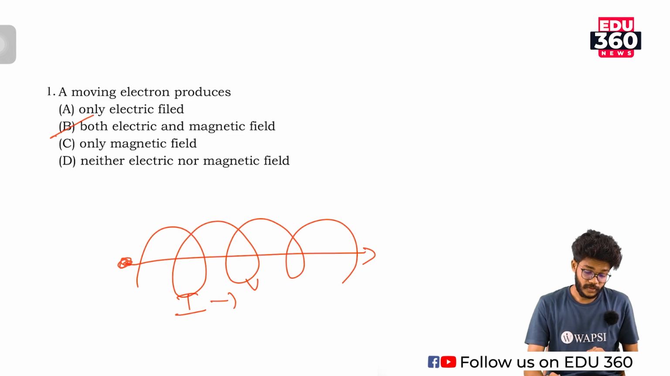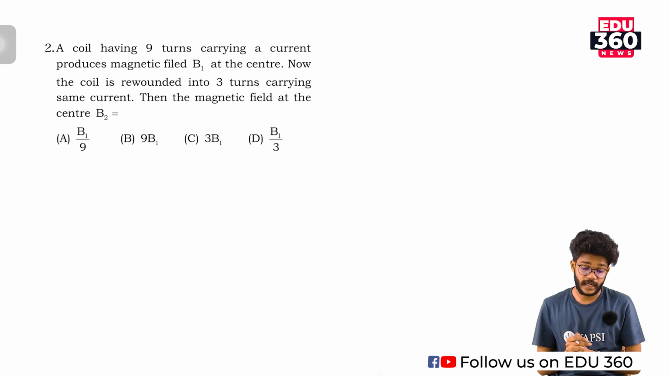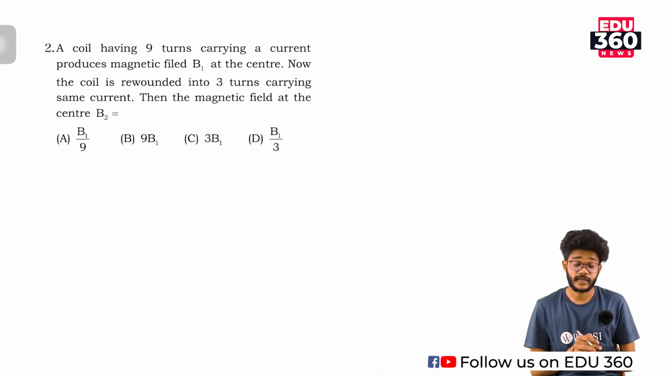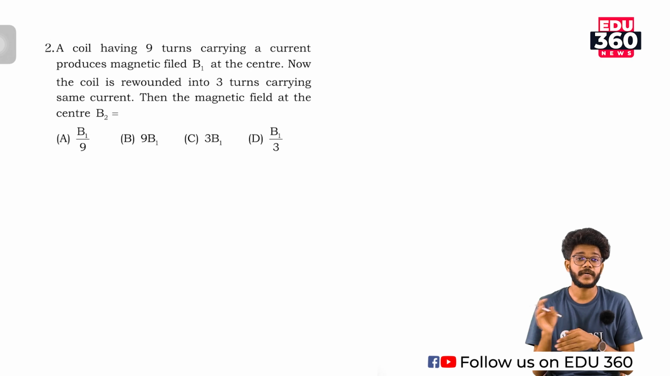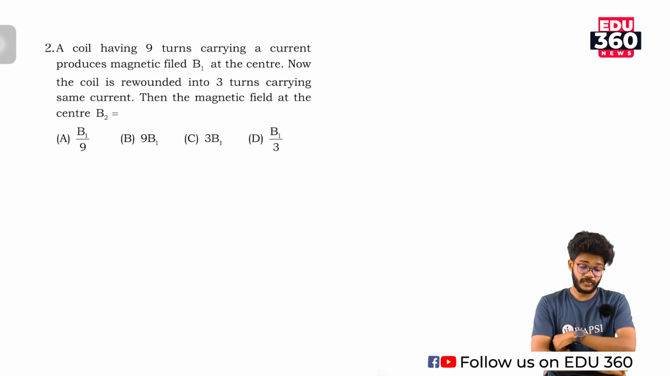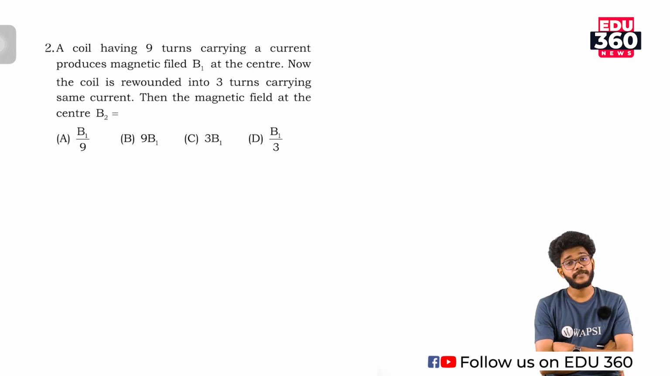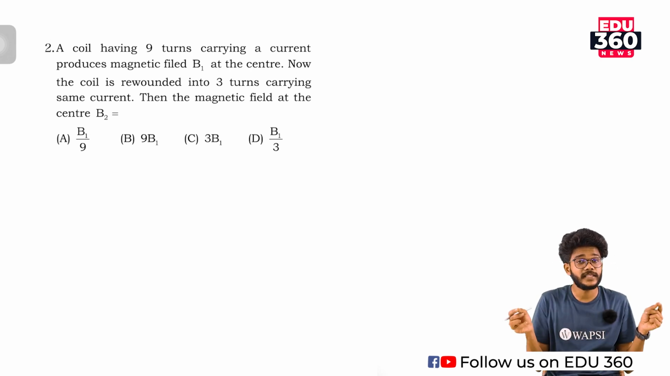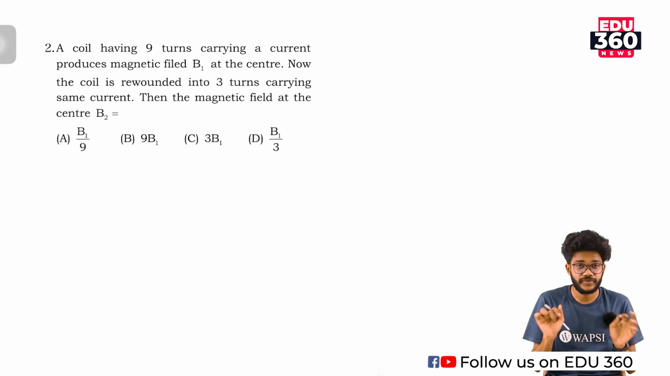Moving to the second question. A coil having 9 turns, n is equal to 9, carrying a current produces magnetic field B1 at the center. Now the coil is rewound into 3 turns carrying the same current. That means the same wire is used, so the length is not changing, which means the perimeter of the coil is not changing.